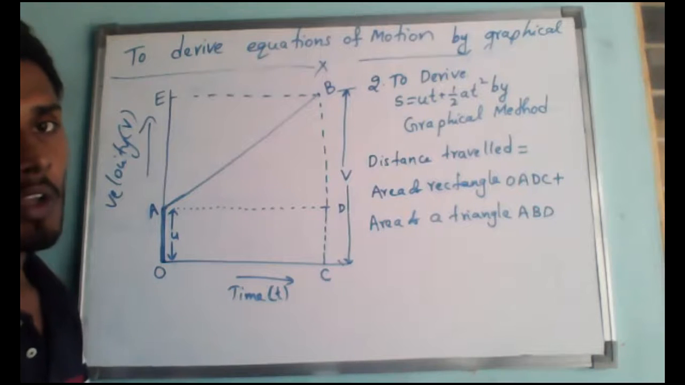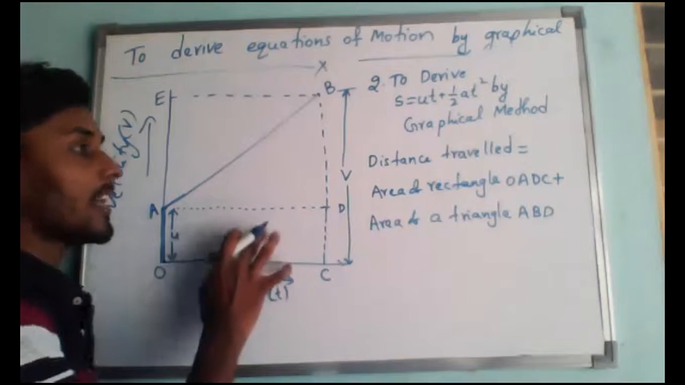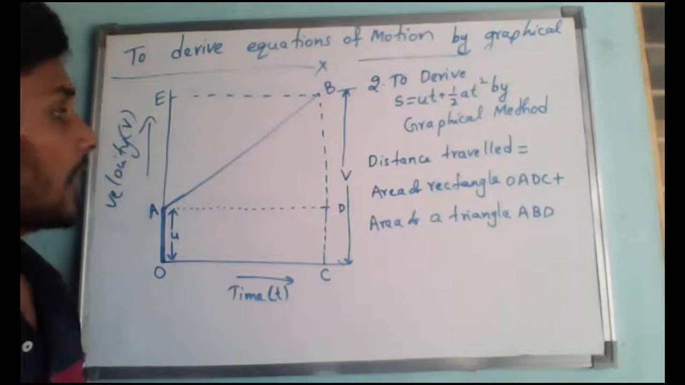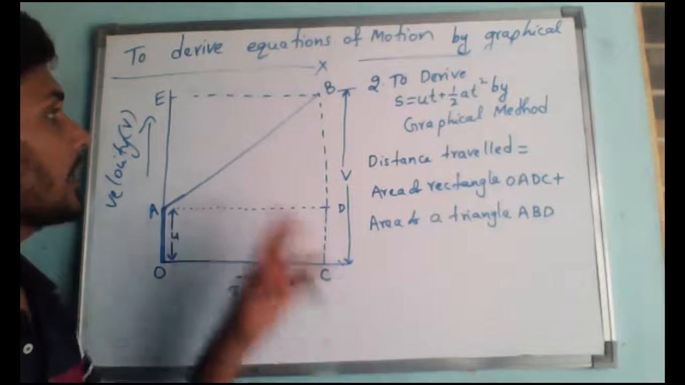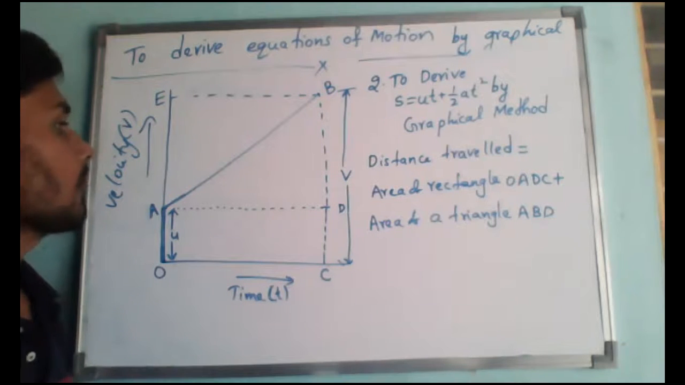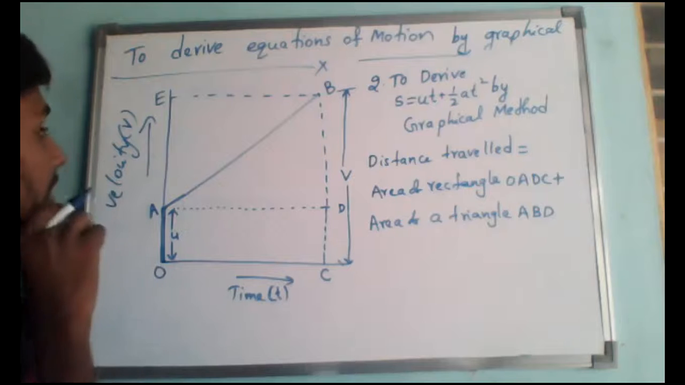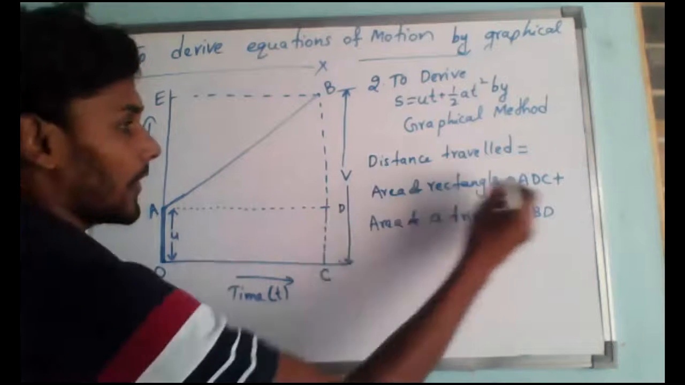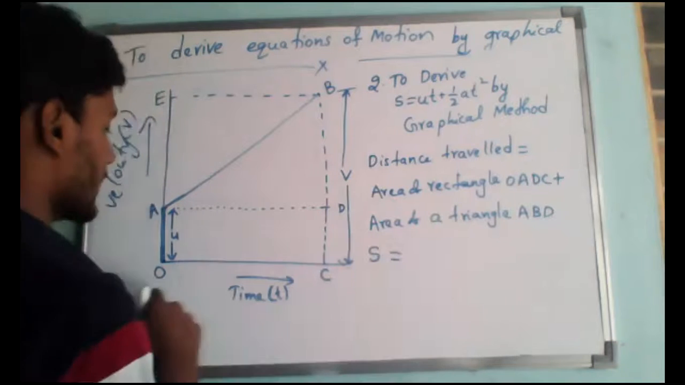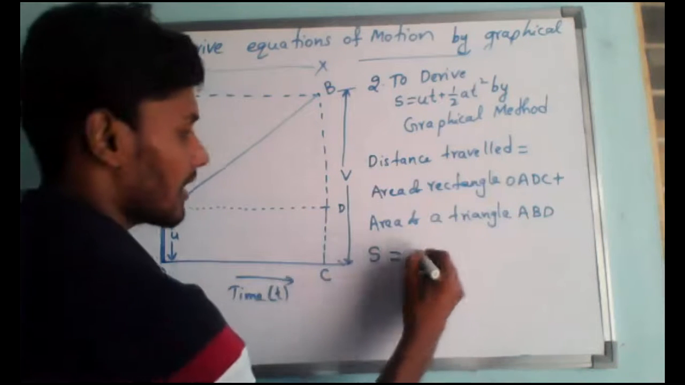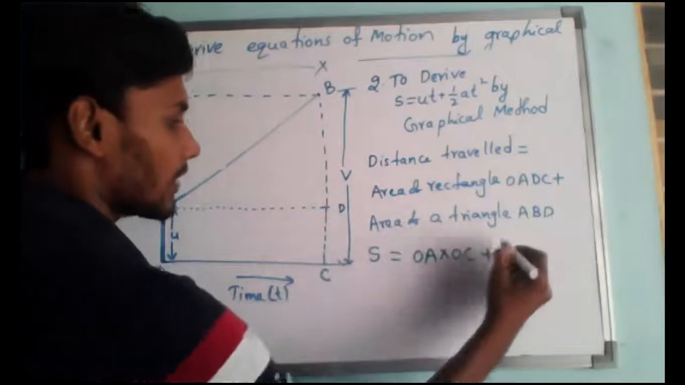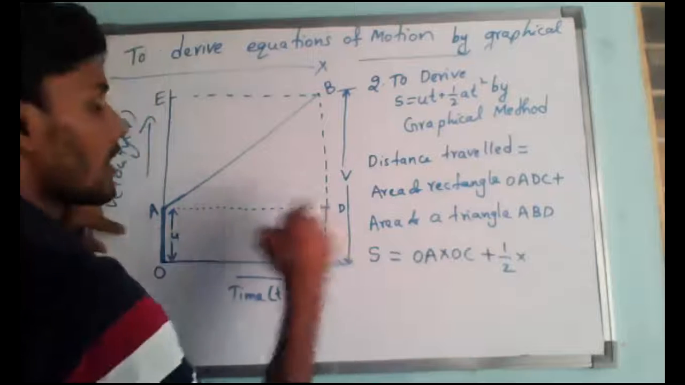No, sir. I will teach you one thing. The area of a rectangle you can calculate very easily. Is it yes or no? As well as the area of a triangle also. Let us try now. So let us go for calculation. Area of a rectangle, what is the formula? Distance traveled S is equal to the area of the rectangle, OA into OC, is it correct or not? OA into OC plus the area of a triangle. What will come? 1 by 2 into.